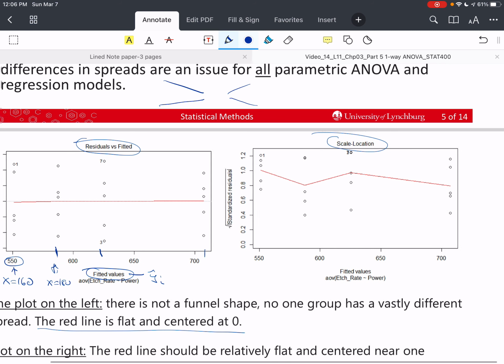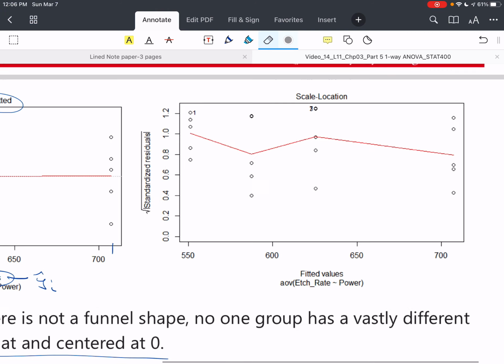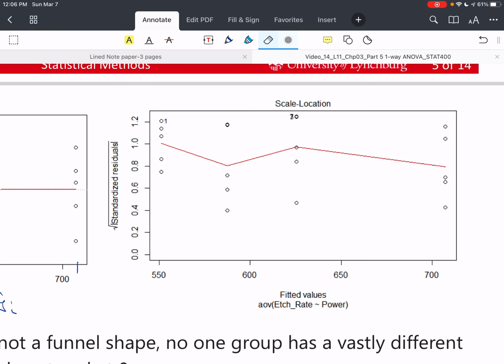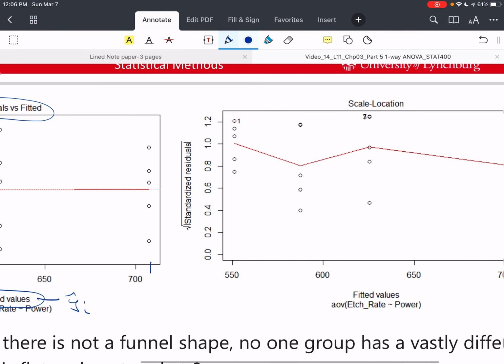Now, here is a trickier plot. And what they've done is they've taken the residuals. Here, these are residuals, not standardized. So you see it just says residuals, and you can tell the values go up to 30 and down to negative 30. Definitely not z-scores.